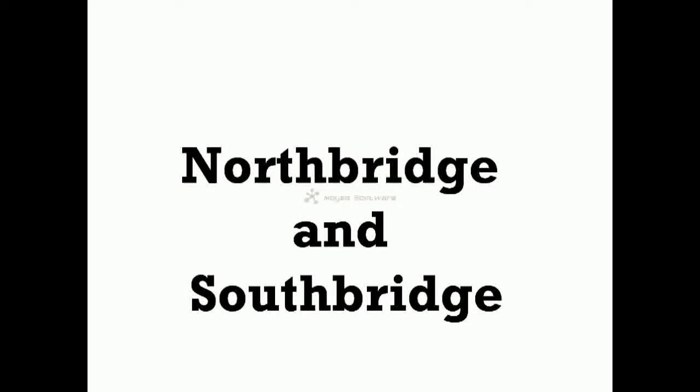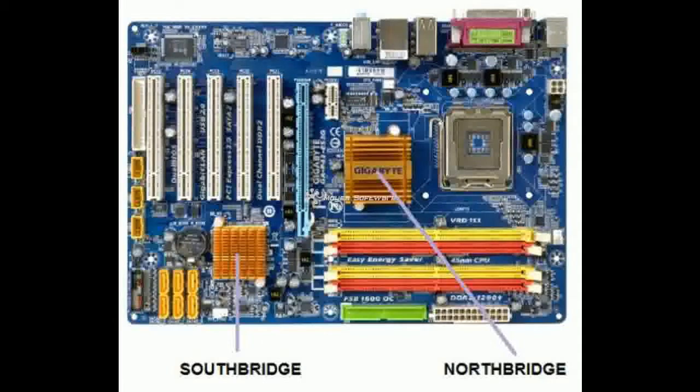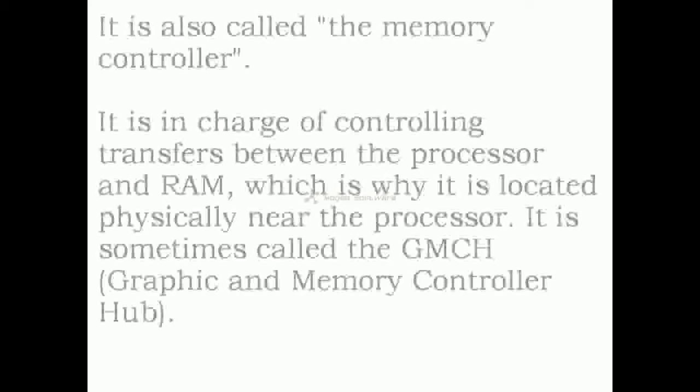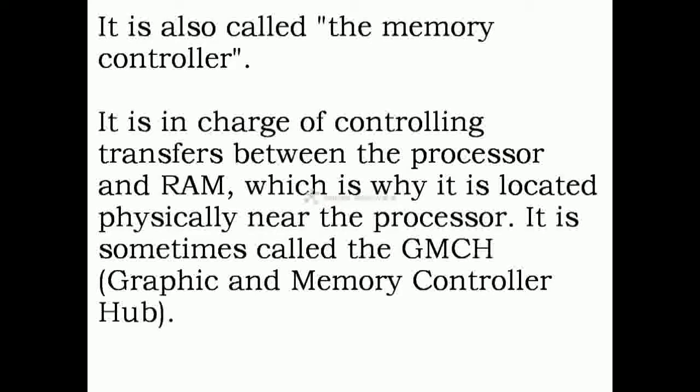North Bridge and South Bridge. North Bridge. The North Bridge, also called the memory controller, is in charge of controlling transfers between the processor and the RAM, which is why it is located physically near the processor. It is sometimes called the GMCH for Graphic and Memory Controller Hub.